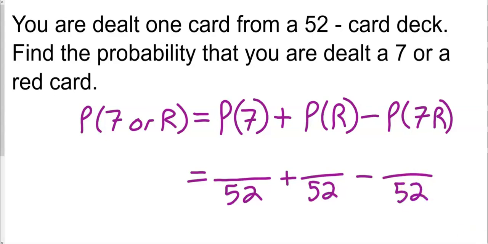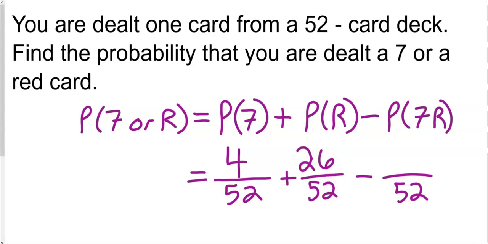So let's just get the probabilities. So what's the probability of pulling a 7? Well, how many 7s are there? There are 4. 7 of hearts, 7 of diamonds, 7 of spades, 7 of clubs. How many reds are there? Well, there are 2 suits that are red. There are hearts and there are diamonds. And there are 13 cards in each, so that makes 26 red cards.